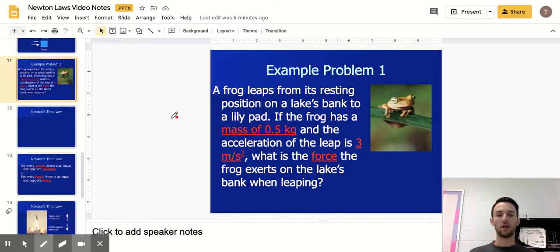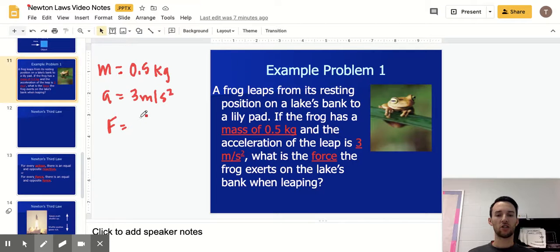Okay, an example here is we have a frog from its resting position leaps on a lake's bank to a lily pad. If the frog has a mass of 0.5 kilograms and the acceleration is 3 meters per second squared, it's asking for the force the frog exerts on the lake's bank while leaping.